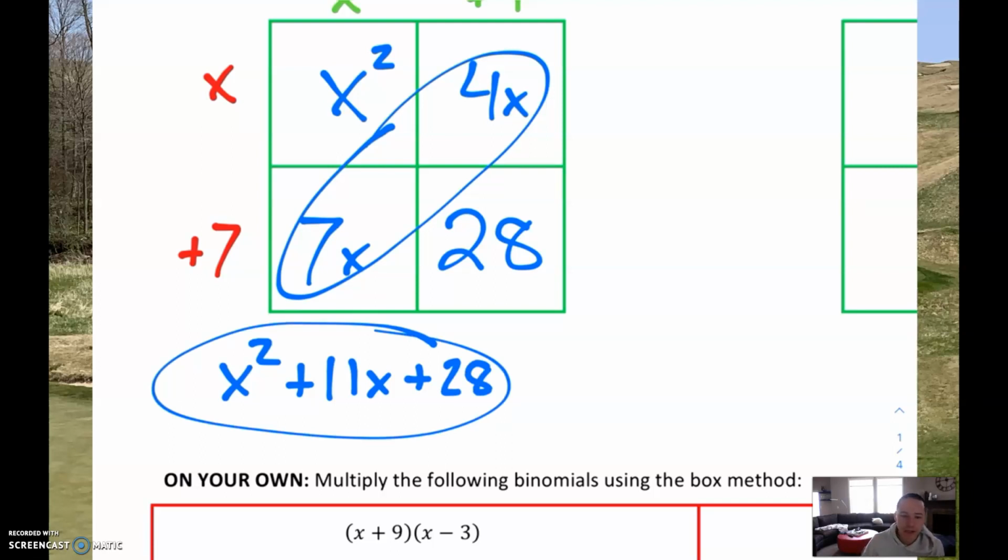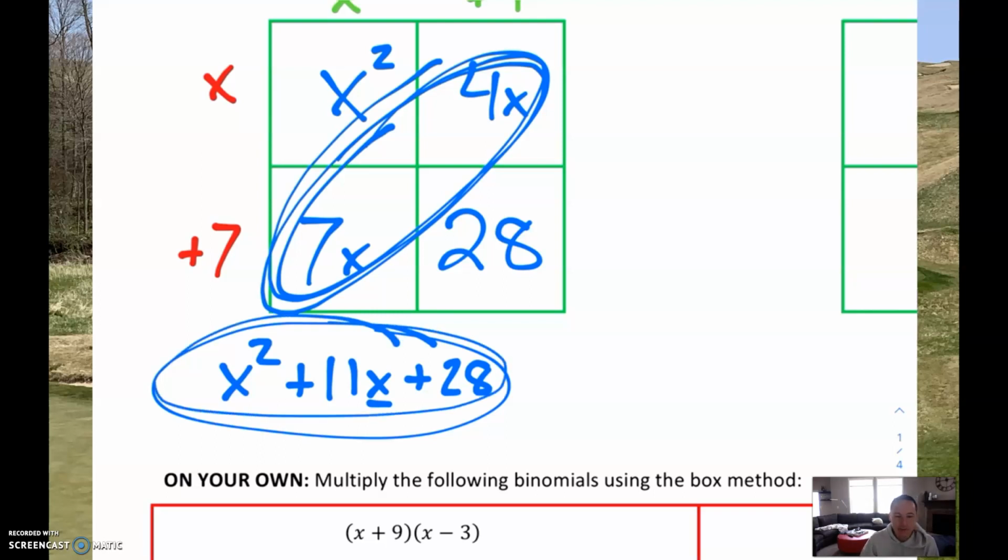One thing I do want to point out, when you are combining like terms, the exponents stay the same. So 7x and 4x just becomes 11x. You don't add the exponents in that case. So when you're adding and subtracting, keep the variables the same. When you're multiplying, that's when you add the exponents together. But this is your final simplified answer.